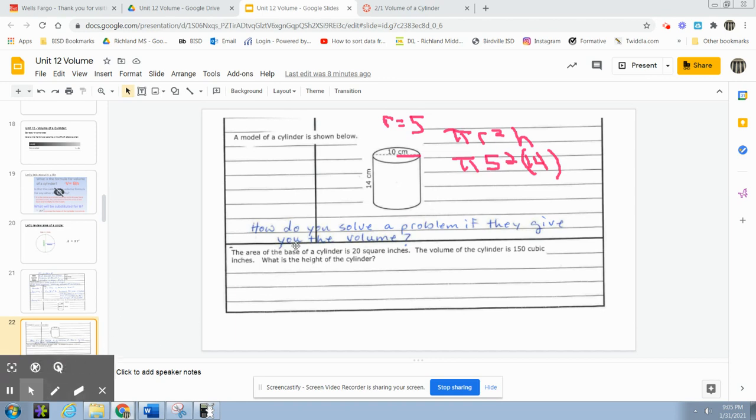So now, finally we have a problem at the bottom, and it says, how do you solve a problem if they give you the volume? Well, that's an excellent question. They just might do that. So they have the area of the base of a cylinder is 20 square inches, and the volume of the cylinder is 150 cubic inches. What is the height of the cylinder? Well, let's see if we can figure that out.